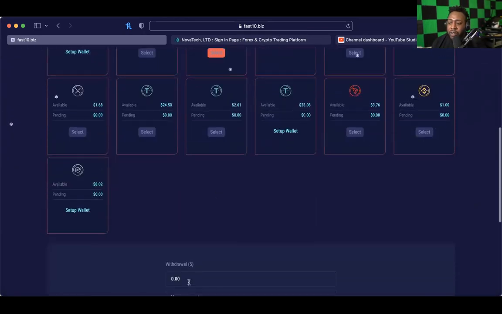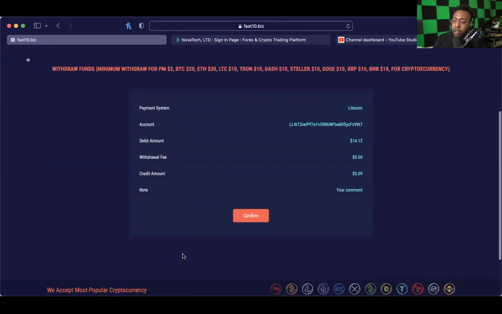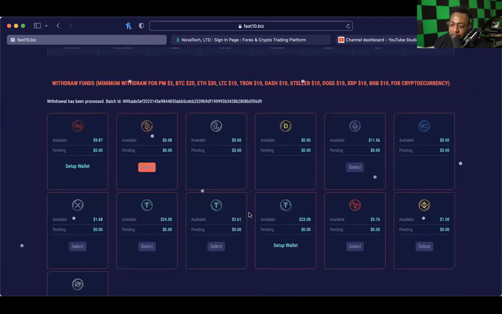All right, let's see if we can take this Litecoin out. Let's see. Will it let us? Oh, yeah. Let's see. Will we get a batch ID? One thing I love about Litecoin is usually in these platforms, it doesn't take as much Litecoin to pull. Like Bitcoin and Ethereum usually take like $20, $30, $50 sometimes to pull out. Litecoin is usually always low, all right? And it's still just as liquid as any one of the other cryptos, all right?